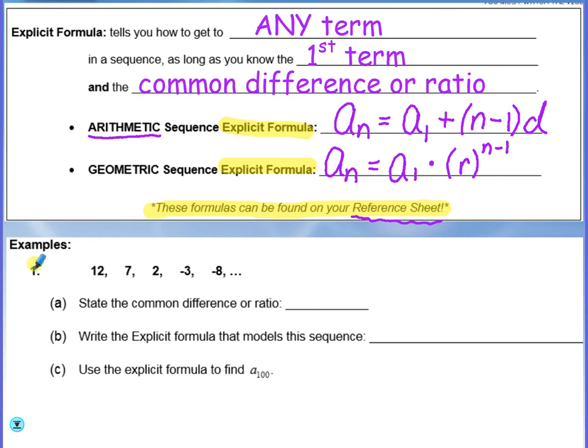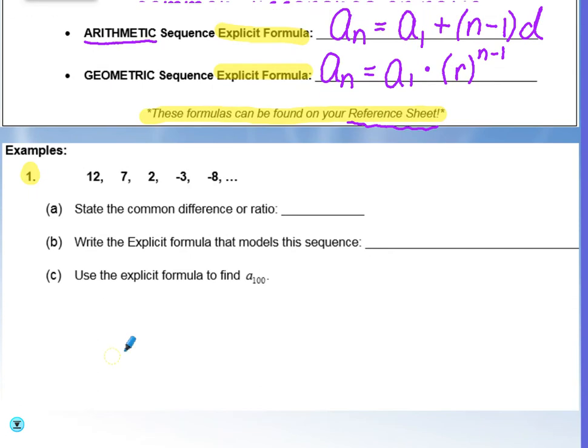Number 1. This was a sequence that I had put on the previous page when I asked you to find the 100th term, and now we're going to see how we can use the explicit formula to find the 100th term. So we don't have to sit here all night to find this value. So first we must identify if there's a common difference or a common ratio. We said before that we are adding -5 over and over again to get each new term. So we know here, let's always identify it, that it is arithmetic. And for letter A, the common difference, d, is -5.